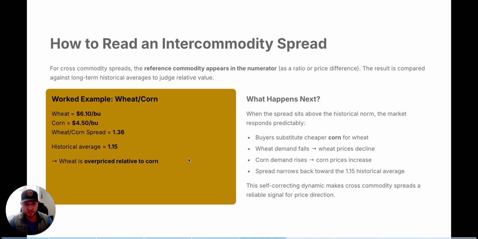In that situation, you see wheat demand falls, which will generally mean the price of wheat declines. Corn demand will pick up, which means the corn price will rise. Wheat is pressured down in price, corn is pressured up, and that spread gets narrowed back to this 1.15. So this is essentially that self-correcting dynamic that makes following these cross-commodity spreads a really good, reliable signal for price direction on related commodities and on substitute commodities.